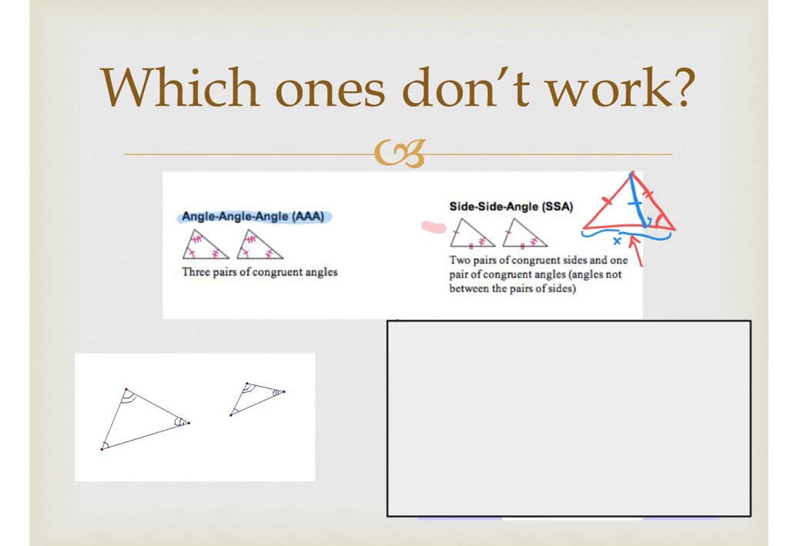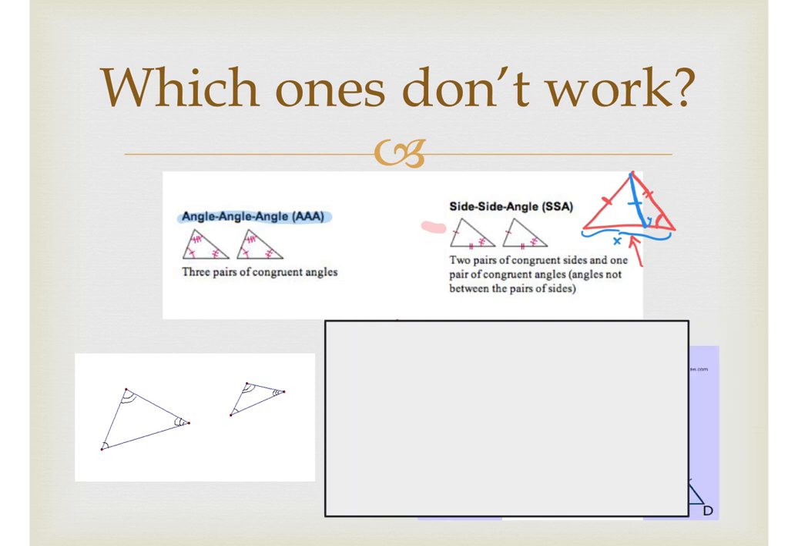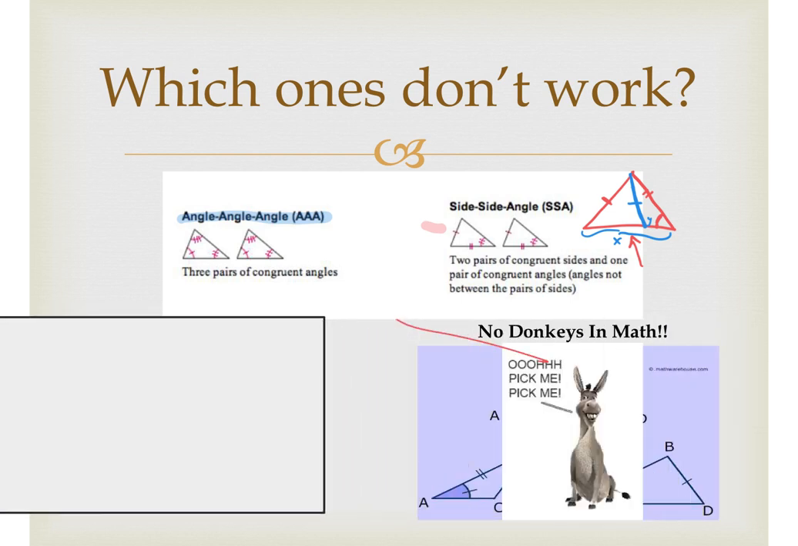And so even though I have 2 congruent sides and a congruent angle, because the angle is non-inclusive, I cannot guarantee the length of that third side, because that third side could be really long or it could be really short. Now the trick that I like to use remembering this is no donkeys in math.